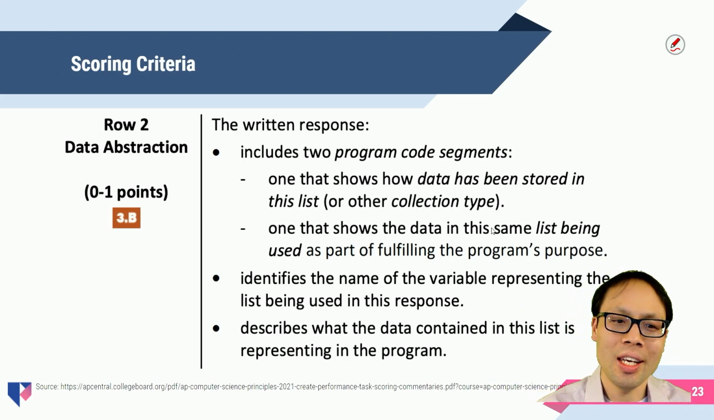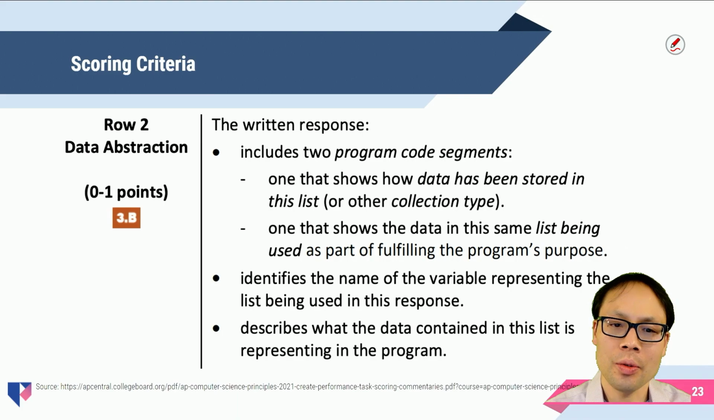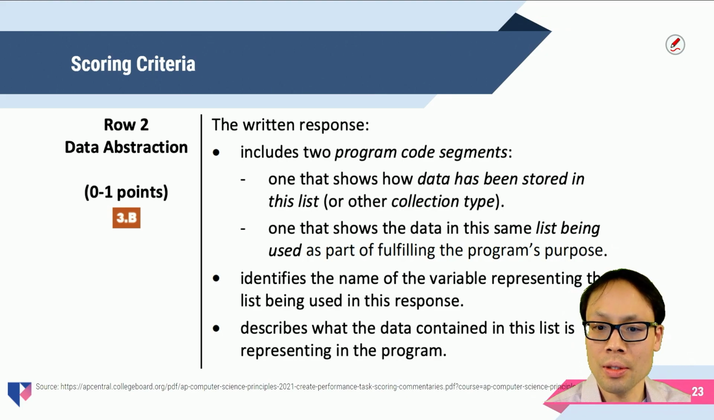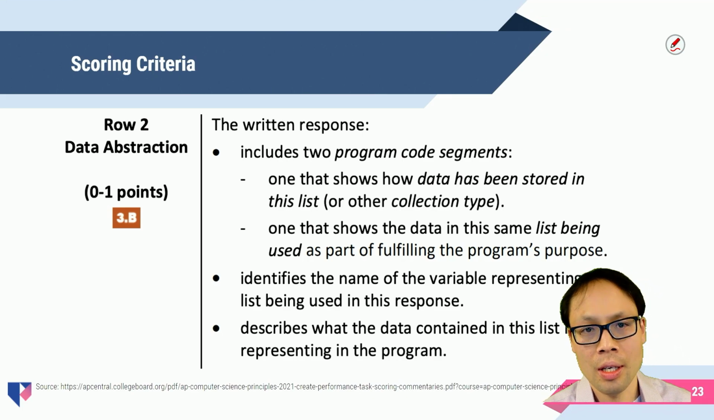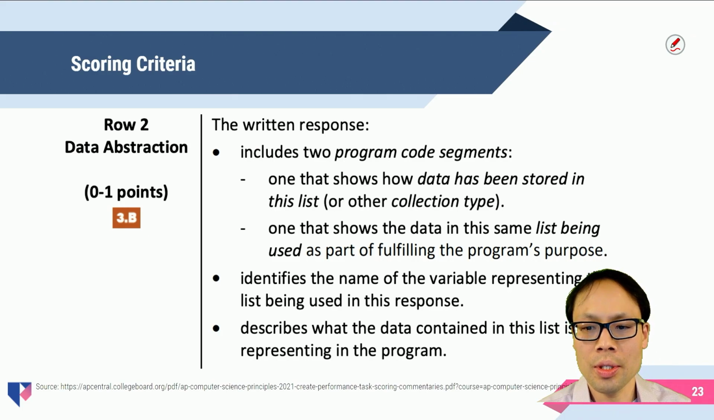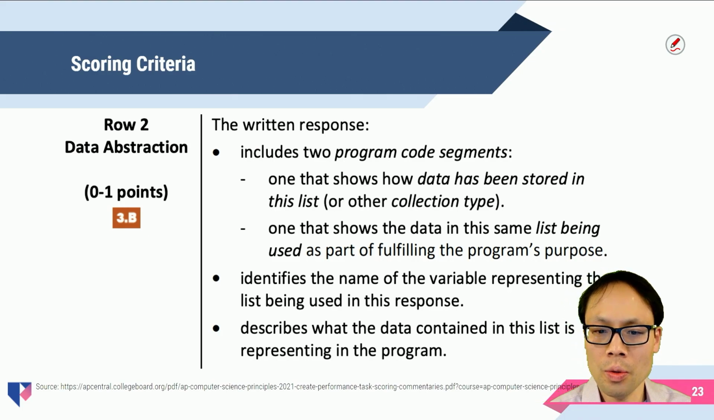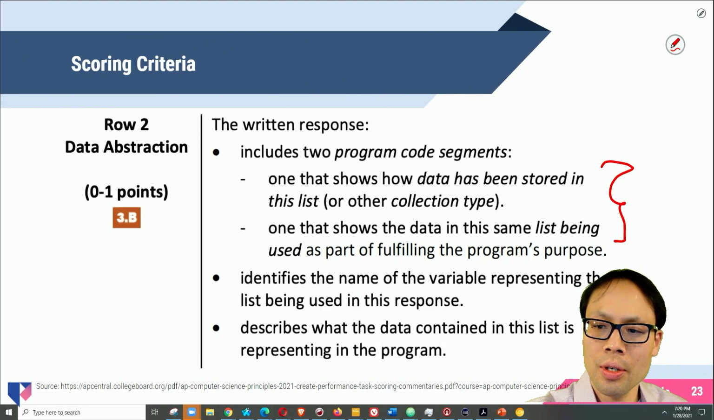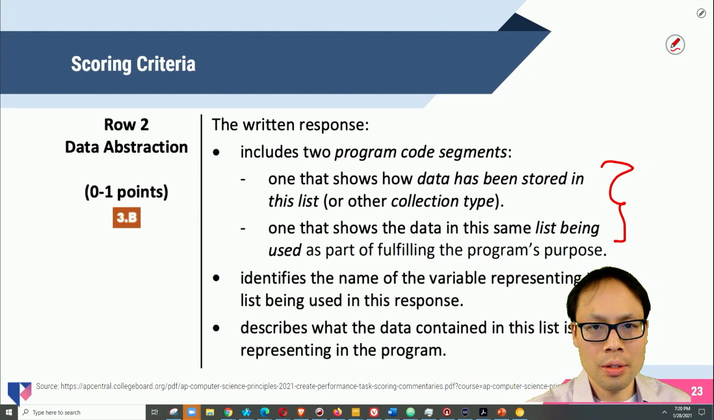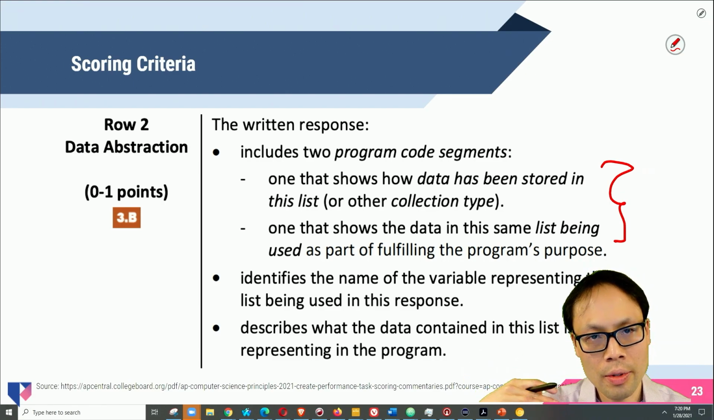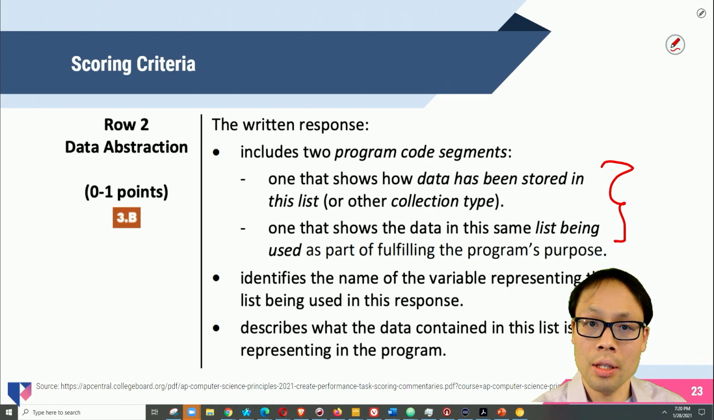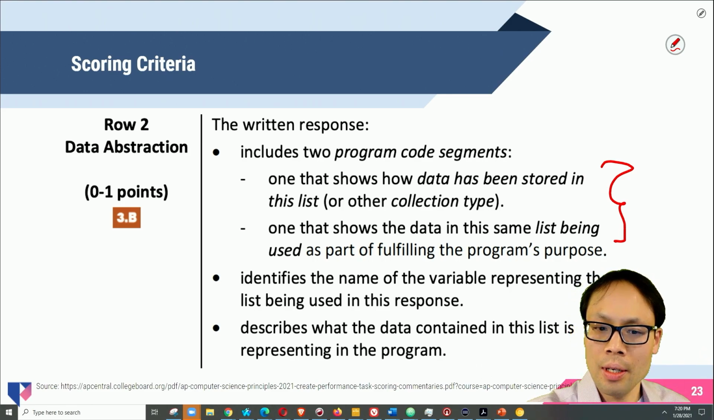All right, row 2 is data abstraction. In data abstraction, they're looking for 2 program code segments, one that shows how the data has been stored in the list or another kind of collection data type like a dictionary, and one that shows the data in this program list being used as part of fulfilling the program's overall purpose. So in other words here, the student can't just create a list out there in the air and not actually use it. It has to contribute to the overall functionality that they originally described.